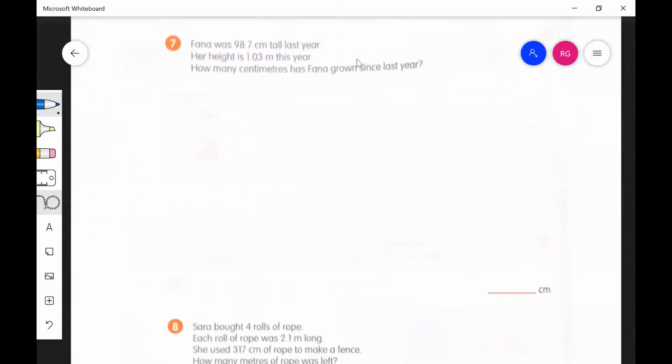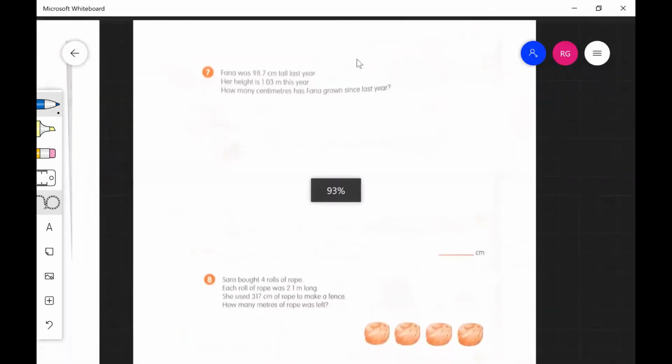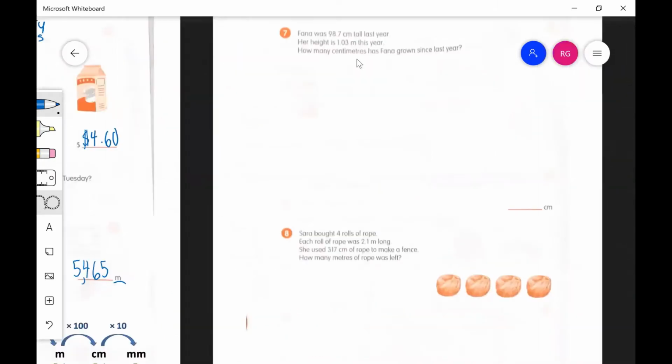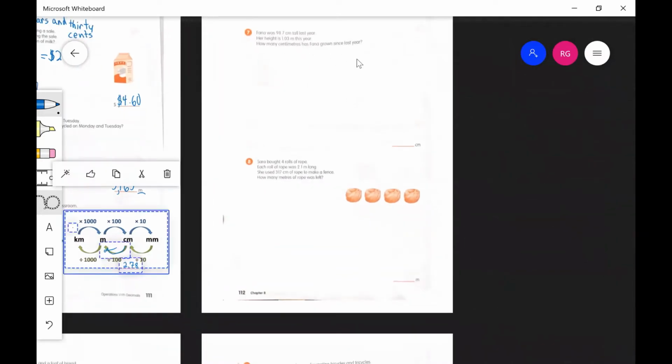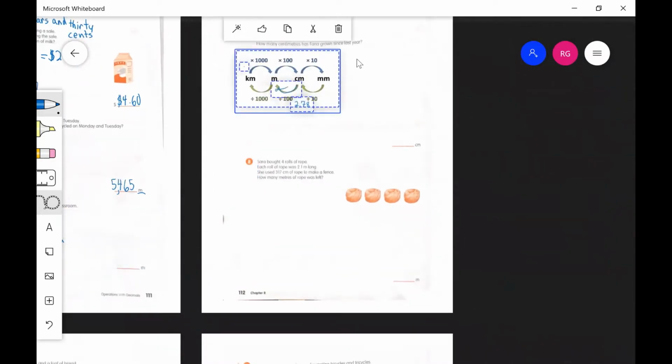It says Fauna was 98.7 centimeters tall last year. Her height is 1.03 meters this year. How many centimeters has Fauna grown since last year? All right, before I start figuring this out, I'm going to grab my handy dandy chart that I love so much and pull it over here.